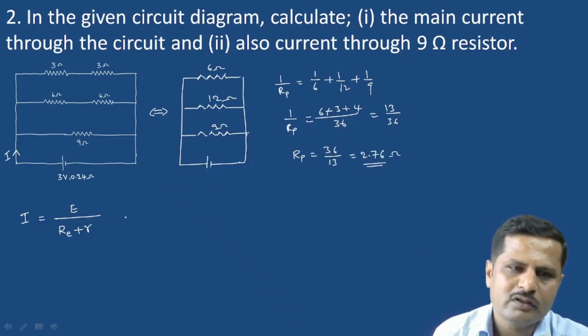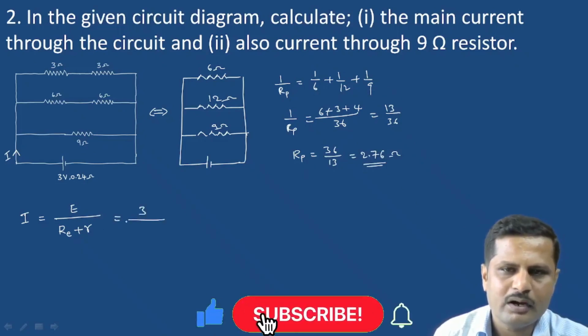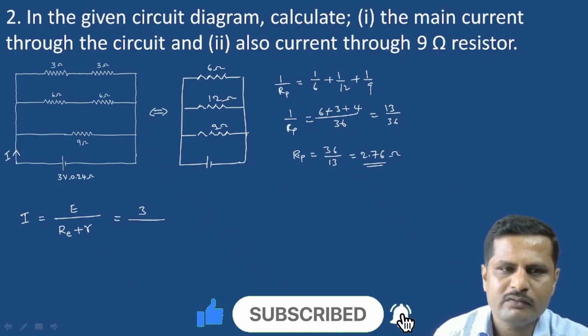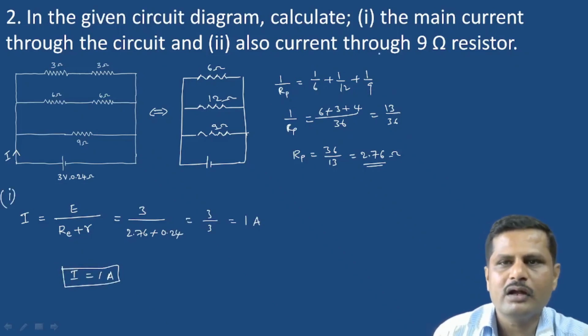Now I'm substituting this in here, so we get I equals E, that is 3 volt, divided by Re. Just now we got the effective resistance, since they are connected in parallel, so we could write here 2.76 plus the internal resistance, which is 0.24. So this becomes 3 by 3, which equals 1 ampere. The current in the circuit equals 1 ampere. This is I.